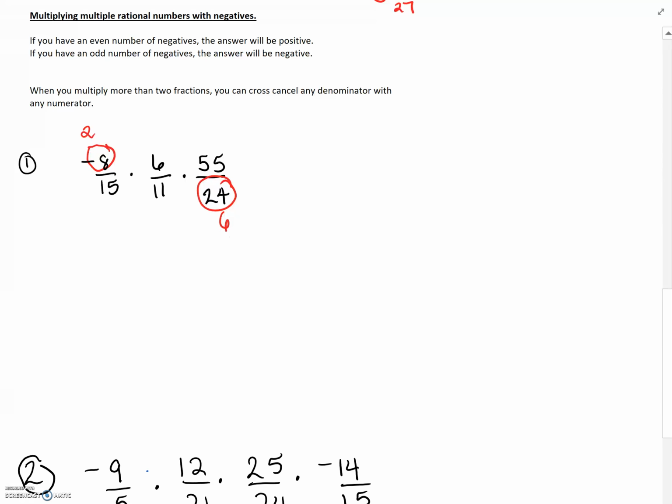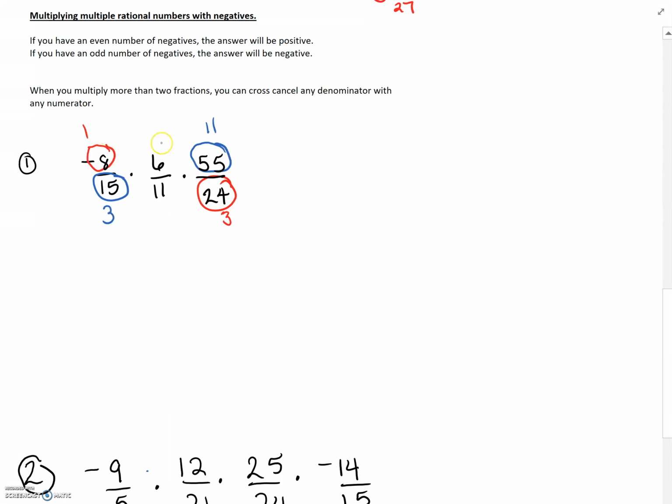Look, I didn't go far enough. So I really should have divided by 8, right? 8 goes into 8 once. 8 goes into 24 3 times. So now I'm going to keep going. Well, 55 and 15 have common factors. 5 goes into 55 11 times. 5 goes into 15 3 times.